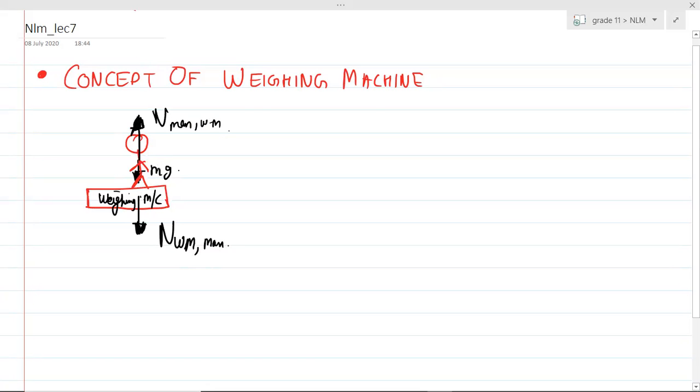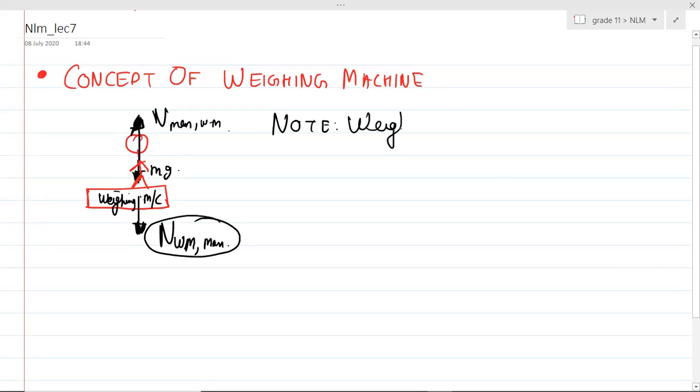Yes or no, guys? So basically, what force does this weighing machine measure? Please remember, a weighing machine never measures this mg acting on you. Weighing machine never measures this mg. It measures this force. So please remember a note.